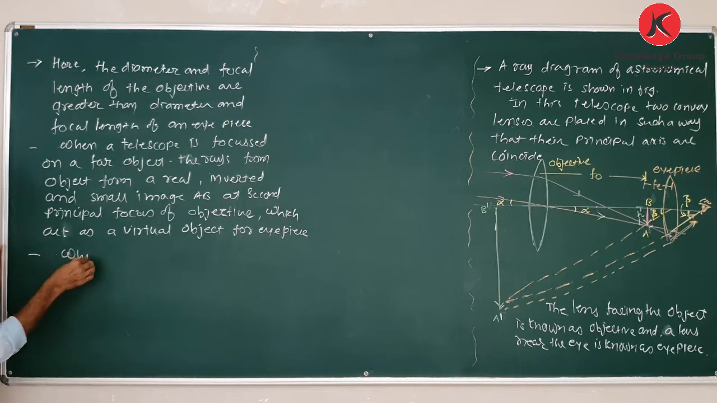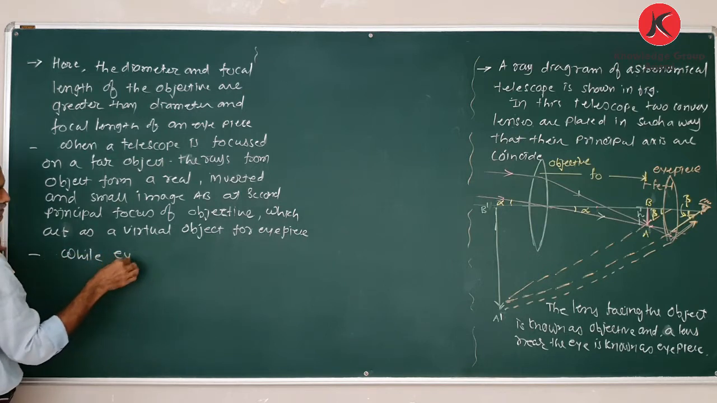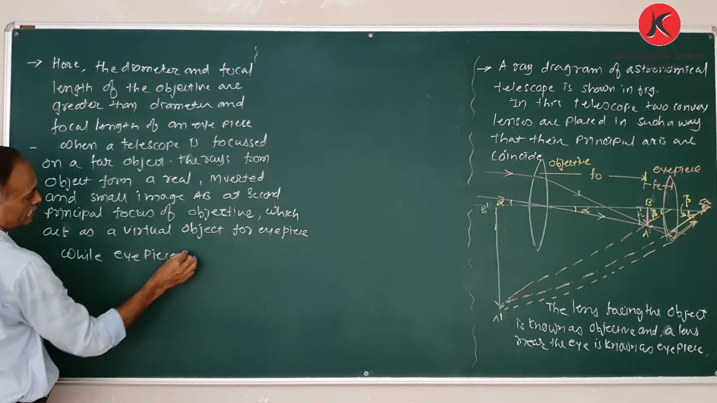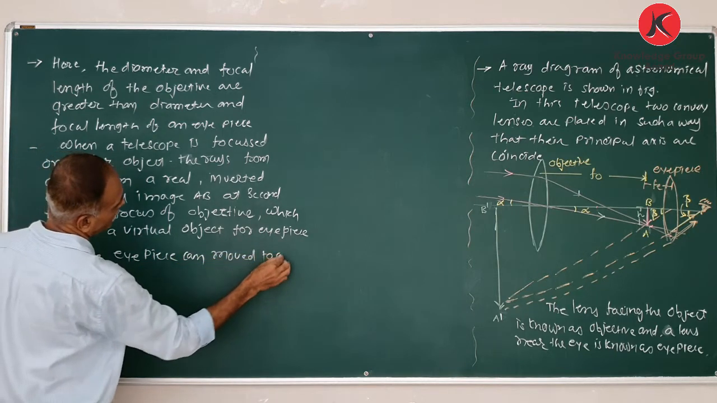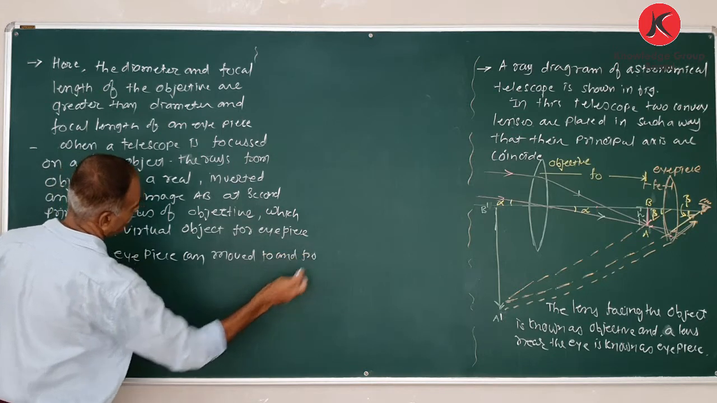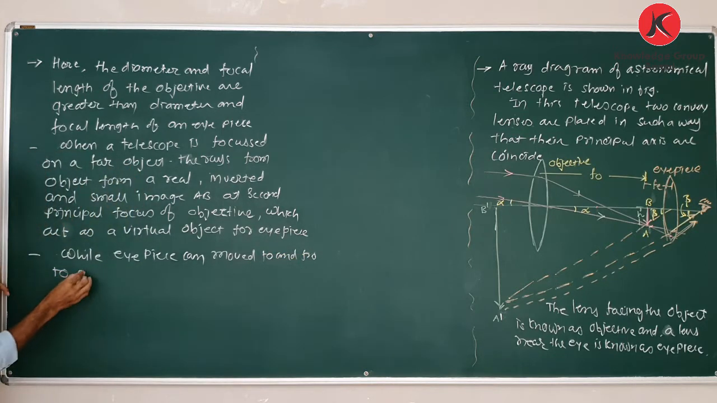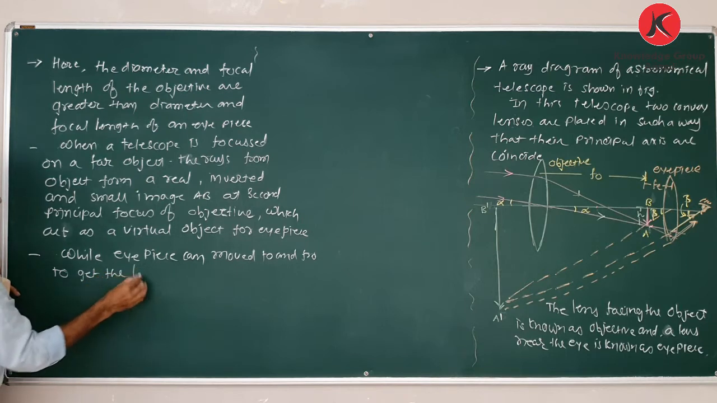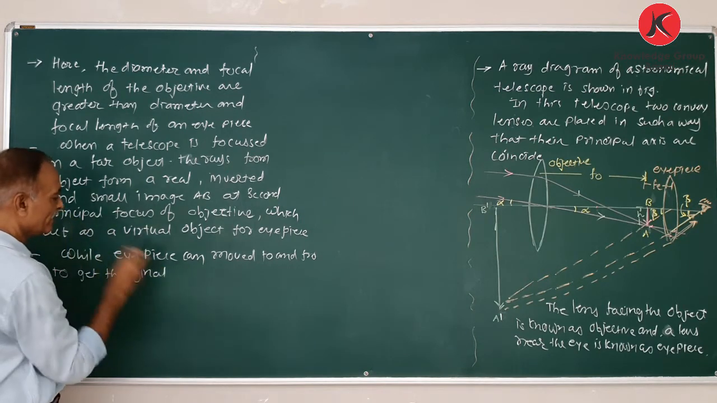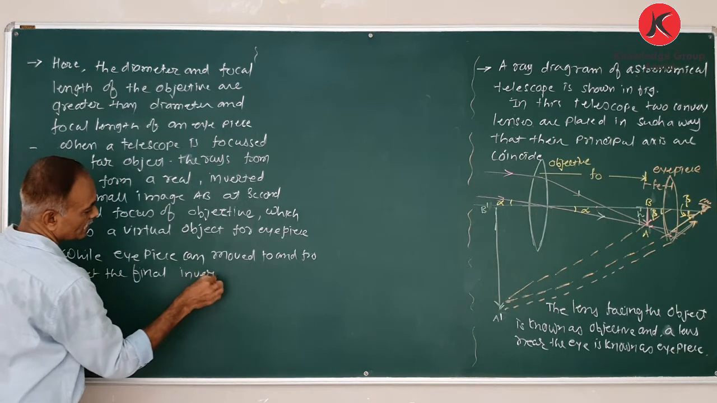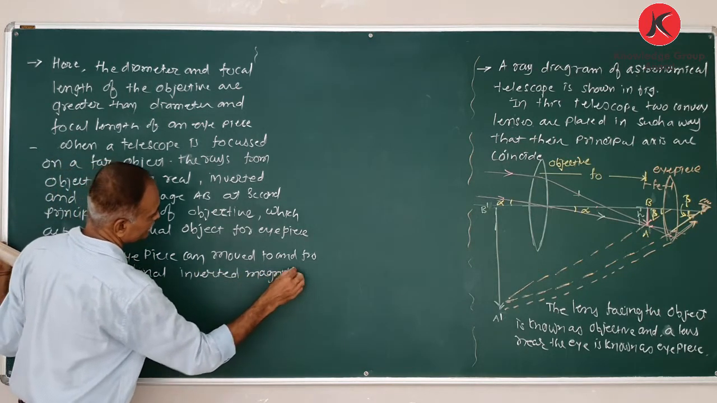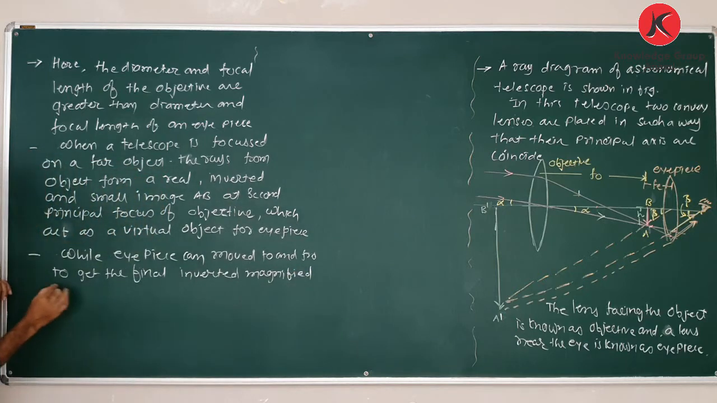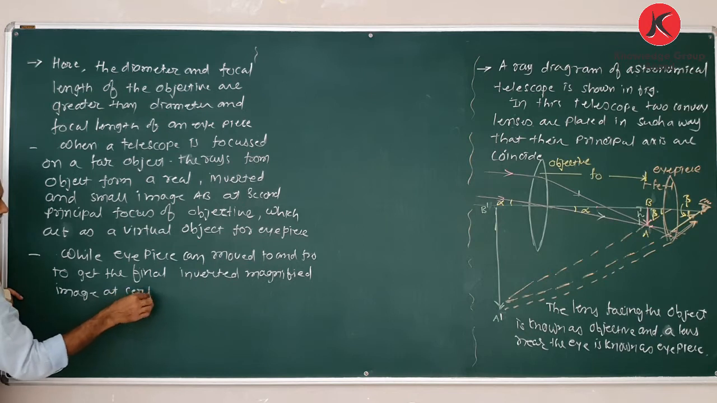The eyepiece can move to and fro to get the final inverted magnified image at a certain distance.